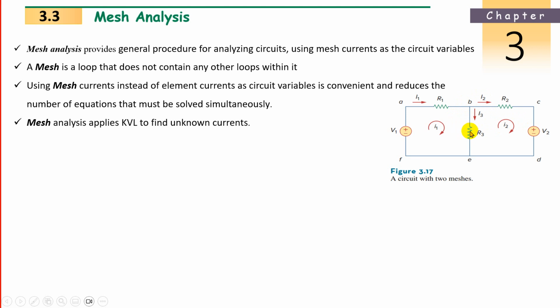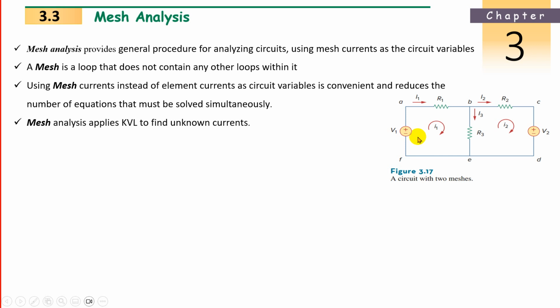For this general circuit, or any general circuit that is given, we can start right away. No need of thinking about where the ground is. What we have to do is see the closed paths. How many closed paths are there? Resistance R1, resistance R3 and voltage source V1 make one closed path. Then resistance R3, R2 and voltage source V2 make another closed path. So we have 2 loops in this.